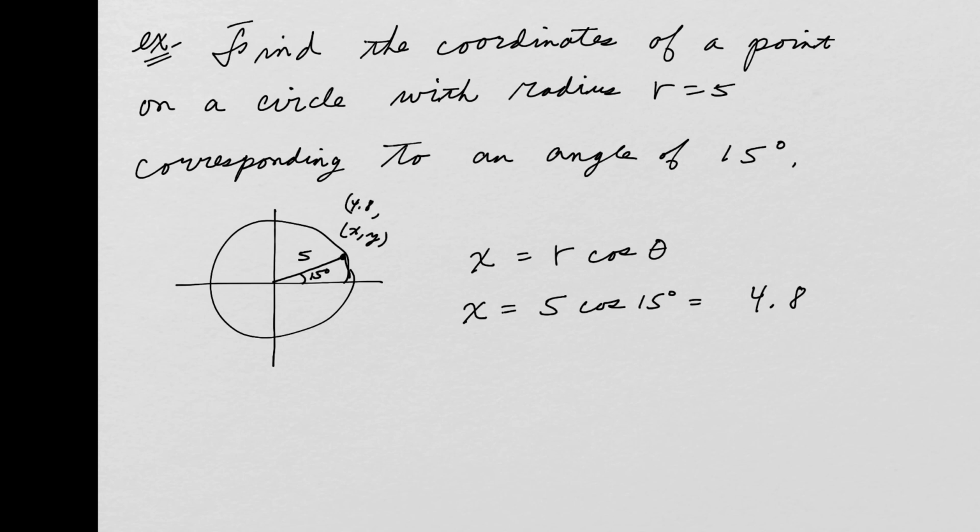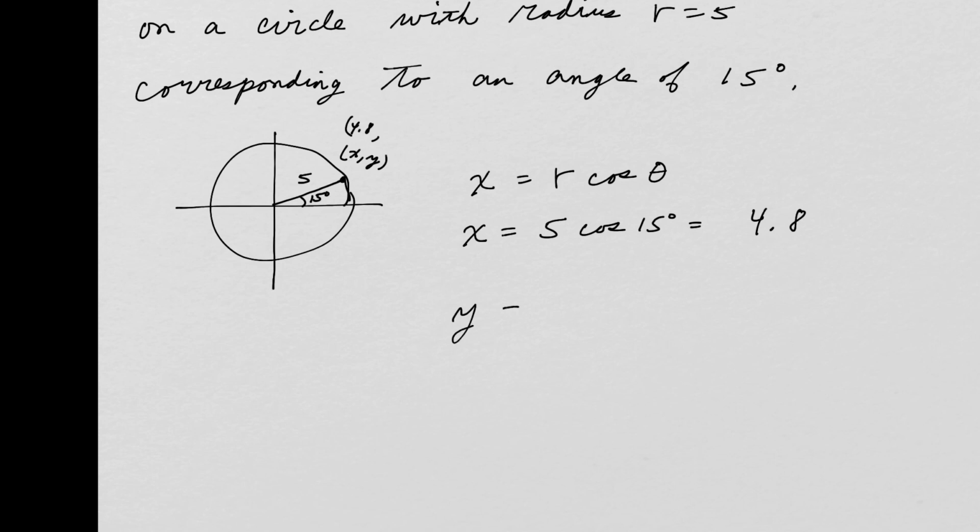And for the y-coordinate, well, we know in general that y is equal to r times sine theta. So in this case, y is going to be 5 times sine of 15 degrees. If you plug that into your calculator, you're going to find this is equal to 1.3. So that point on the circle right there has coordinates 4.8, 1.3, right? Because those are the xy coordinates. We found x by using r cosine theta. We found y by using r sine theta.